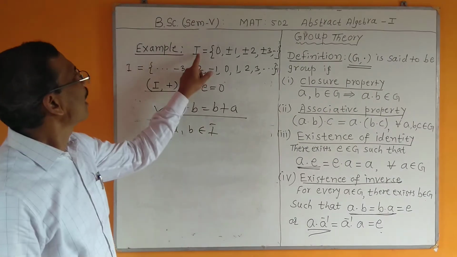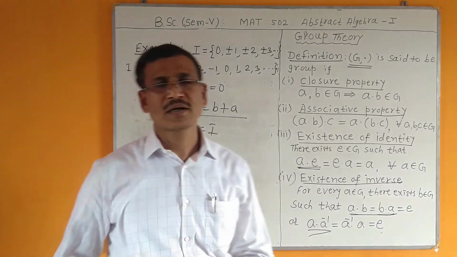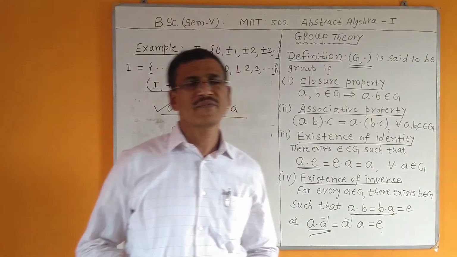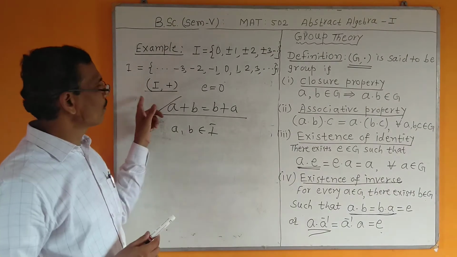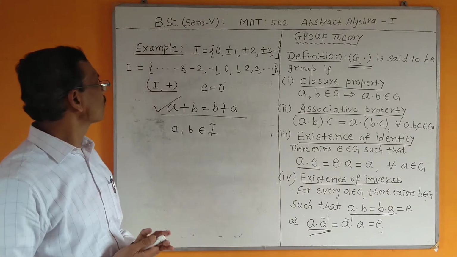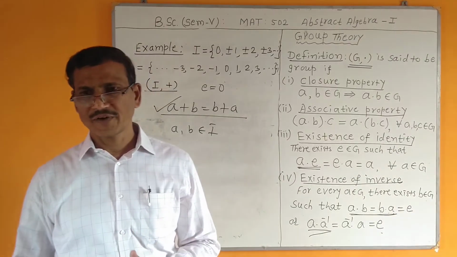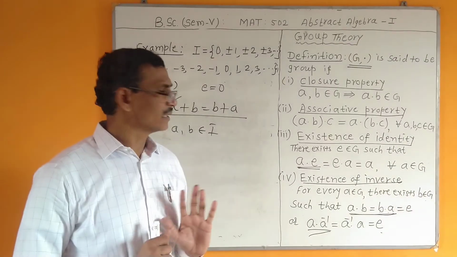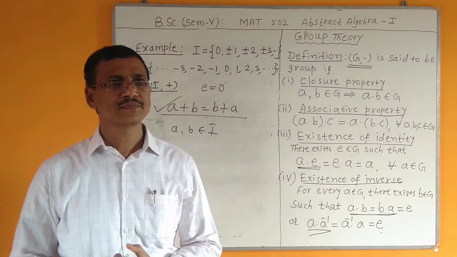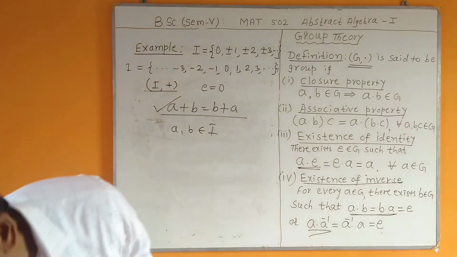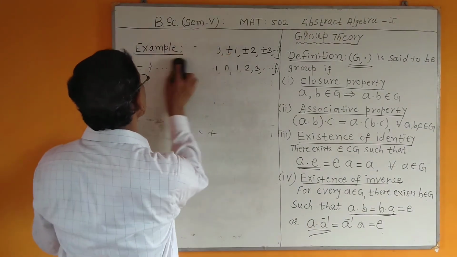But the set I is infinite, and therefore we cannot consider or define its order. We can say only that (I, +) is an abelian group of infinite order, because I is an infinite set. Is the definition clear? Okay. Now we shall consider some other example.